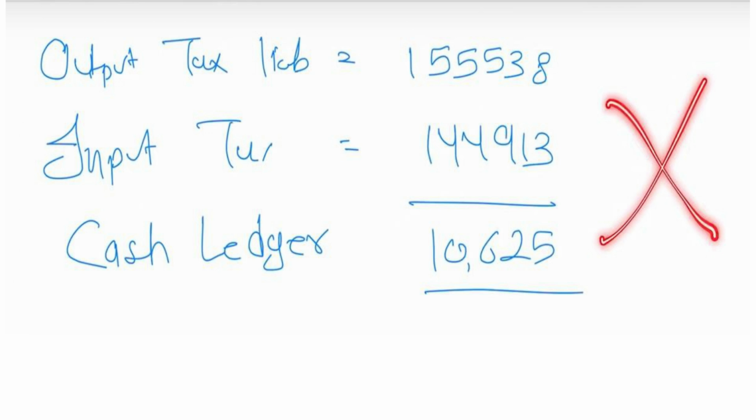ऐसा liability 155,000 हुआ ना, इसको अगर ऐड किए तो 155,000 हो गया, और input tax credit जो आपका है 144,913. This particular input tax credit, whatever we have here, 144,913. इसको direct minus कर दे, और जो amount आएगा वो cash में. No, this is not possible.